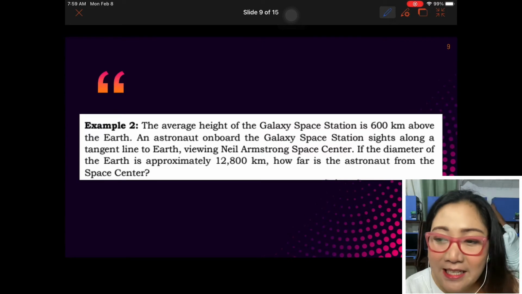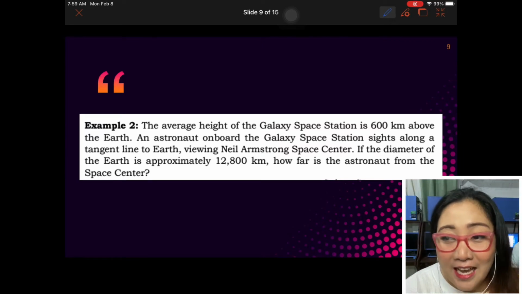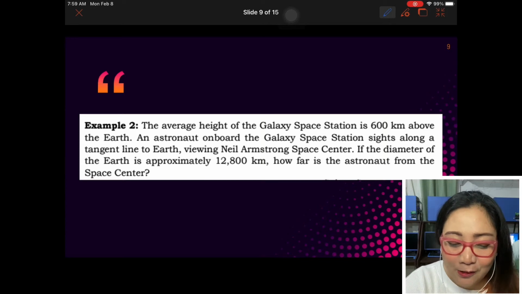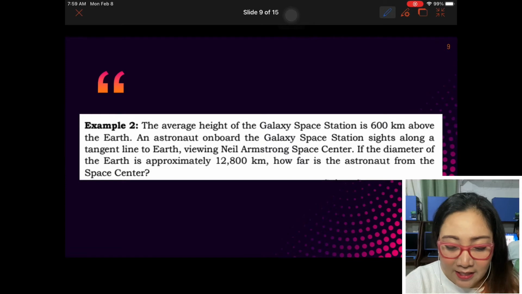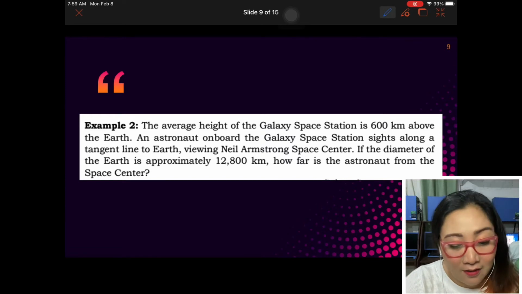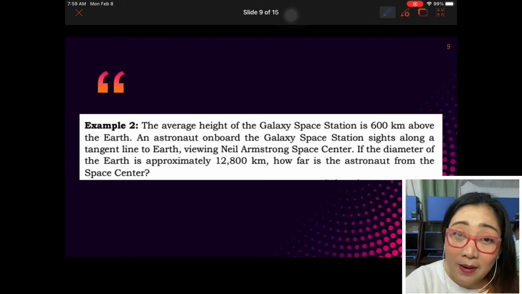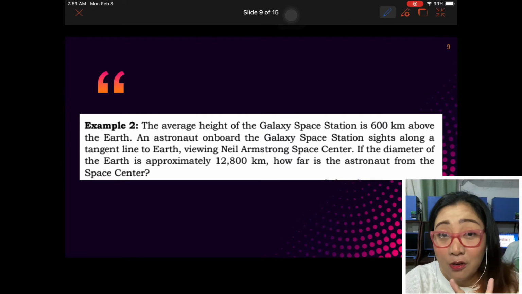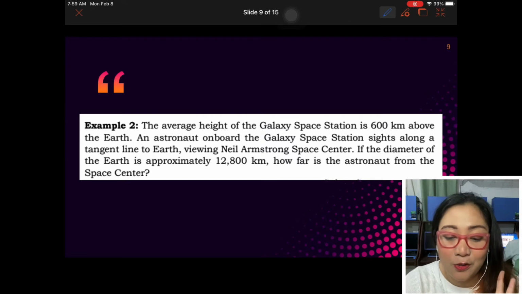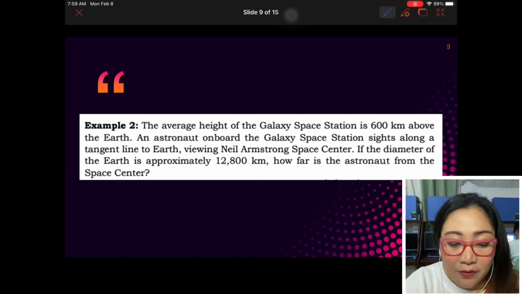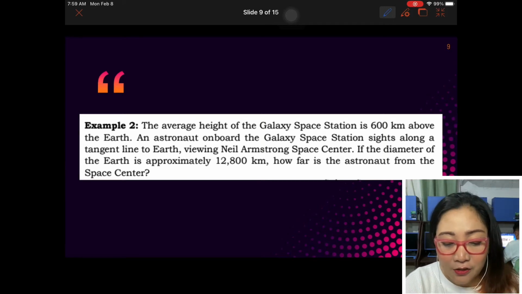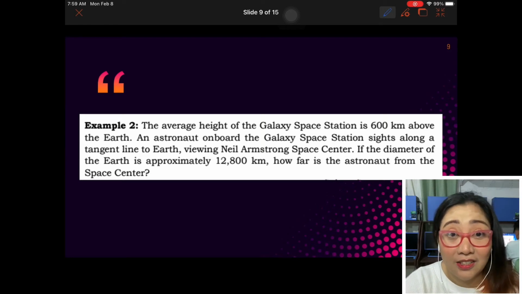Ang second problem natin is the average height of the Galaxy Space Station is 600 kilometers above the Earth. An astronaut on board the Galaxy Space Station sights along a tangent line to the Earth, viewing Neil Armstrong Space Center. So, meron tayong tatlong areas, di ba? Si Galaxy Space Station, si Earth mismo, and si Neil Armstrong Space Center. If the diameter of the Earth is approximately 12,800 kilometers, how far is the astronaut from the Space Center? Okay? So, kailangan natin ma-figure out how to draw this.